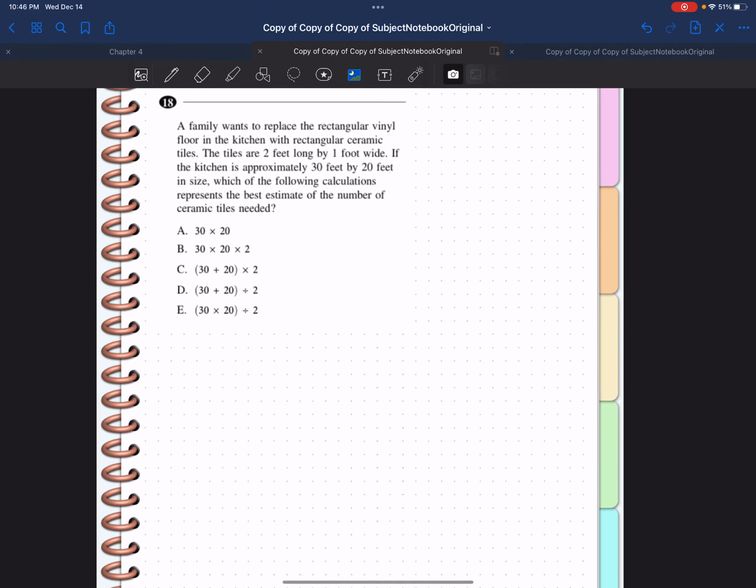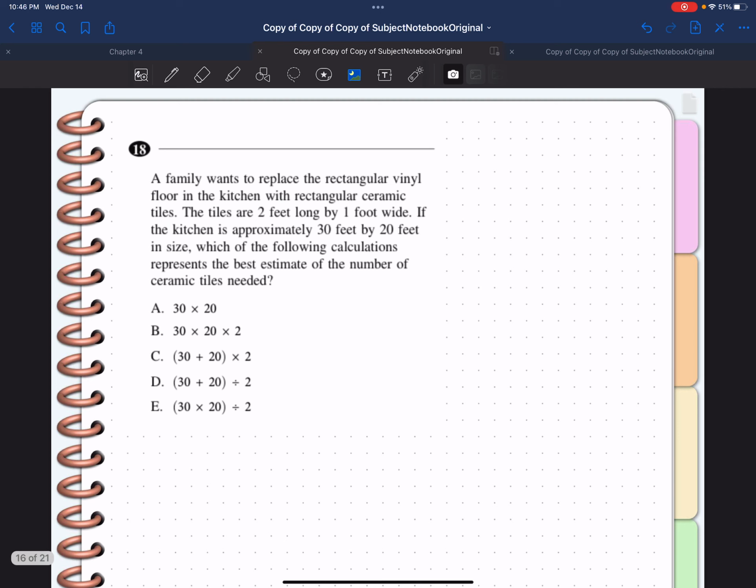Number 18. A family wants to replace the rectangular vinyl floor in the kitchen with rectangular ceramic tiles.